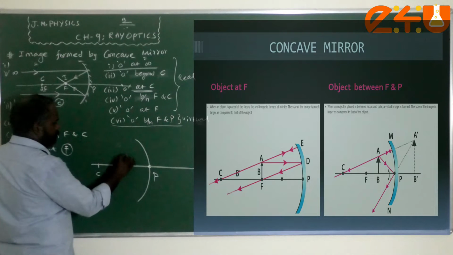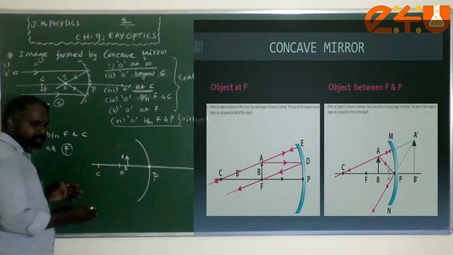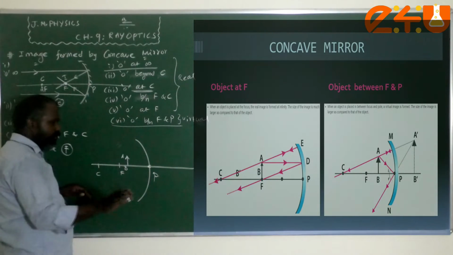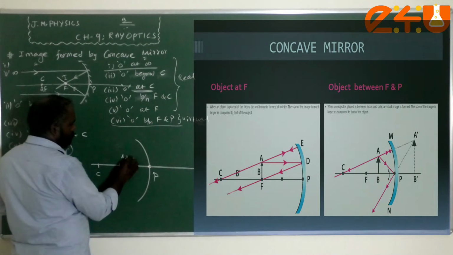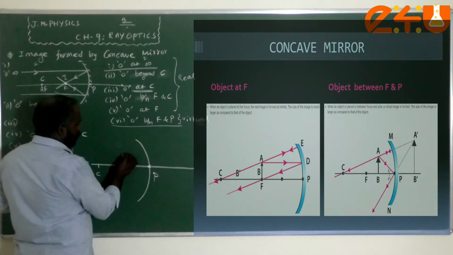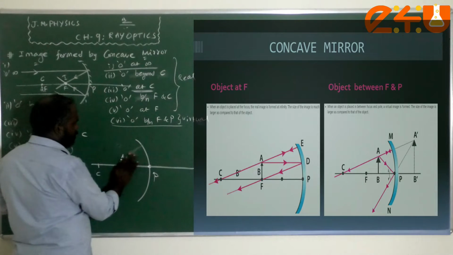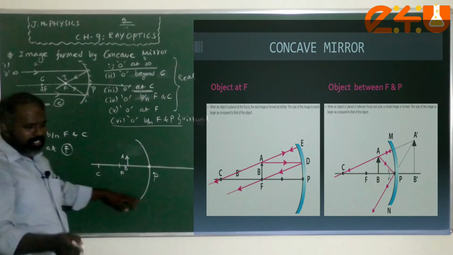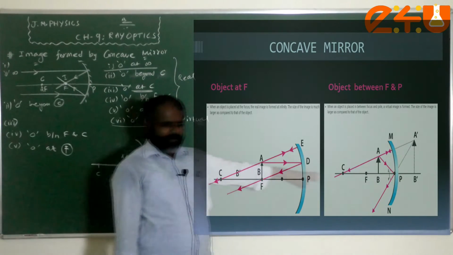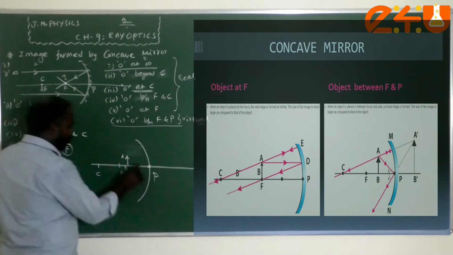So now please keep some real object, A and B. What will happen, children? You can apply any two rules, used as a third and a fourth rule. We can use anything for our convenience. Whenever the light ray is passing through the center of curvature, or appears to be passing through it, as mentioned in this diagram, it will retrace its path. So we can draw in any manner.